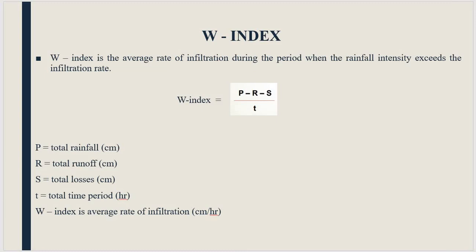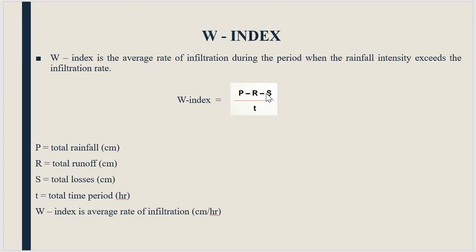Then W index. As we already said, Phi index is the average rate of rainfall, but W index is the average rate of infiltration. So there is a difference between Phi index and W index. One is the rate of infiltration, and the Phi index is the average rate of rainfall. So this can be found out by the formula (P minus R minus S) by T. So P and R are same as Phi index. P is the total rainfall, R is the runoff, and S is going to be the total loss.